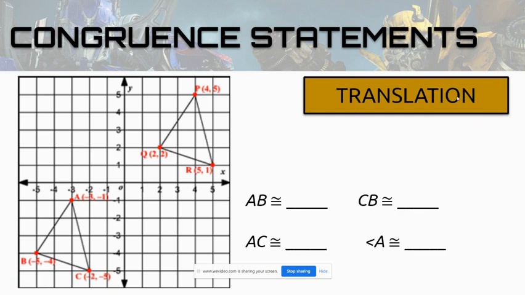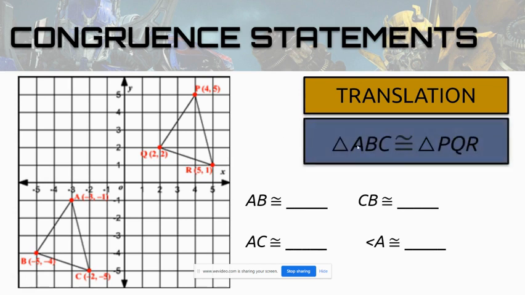So since it's a translation, we're going to write our congruency statements. A was the top point. P is the top point. B is the point on the left. Q is the point on the left. C is the bottom point on the right. R is the bottom point on the right.